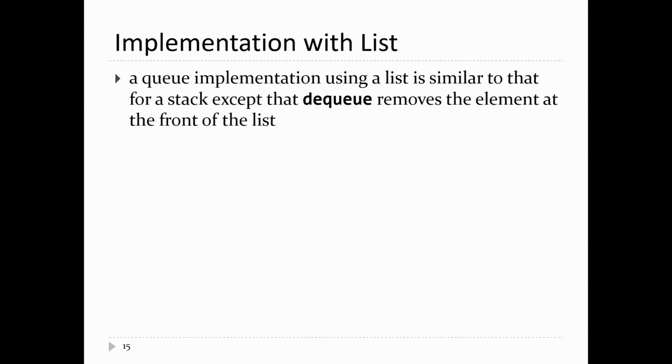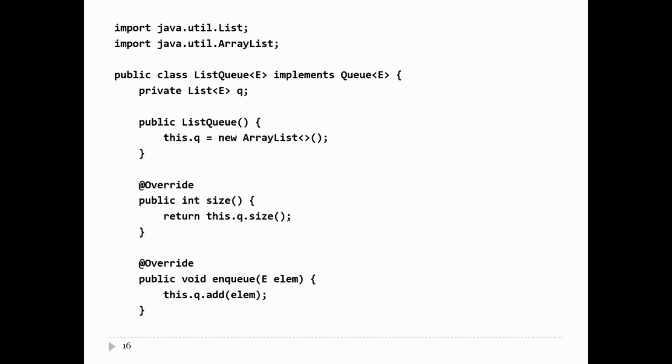Okay, now implementing a queue with a list is pretty much identical to using a list to implement a stack, except that you have to remember DQ removes the element at the front of the list. So how do you implement this using a list? It's pretty easy. Use composition to hold the list. My list is going to be called little q. What does the constructor do? Well, it makes a new array list.